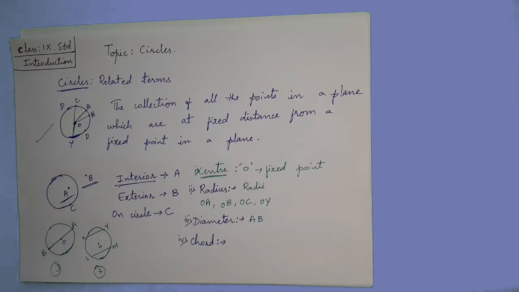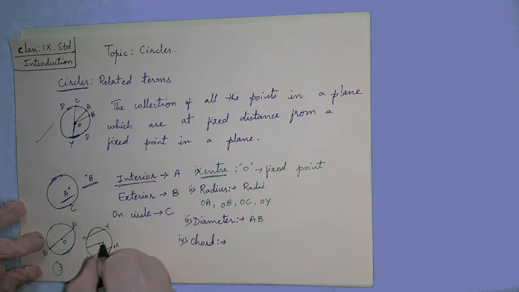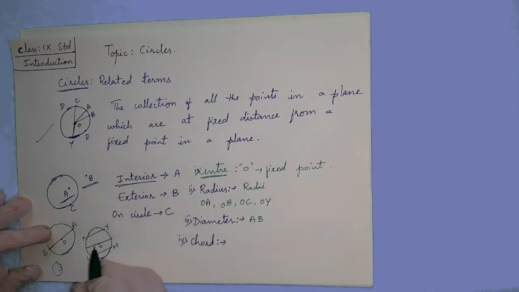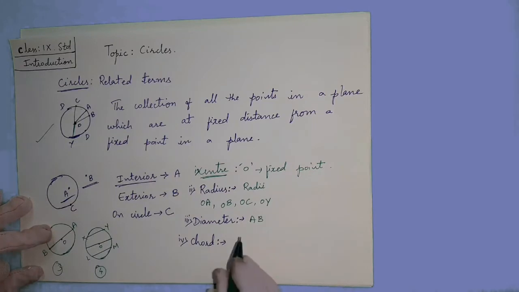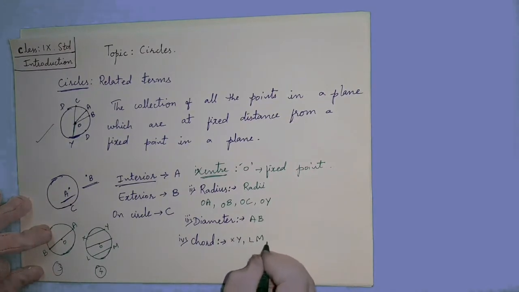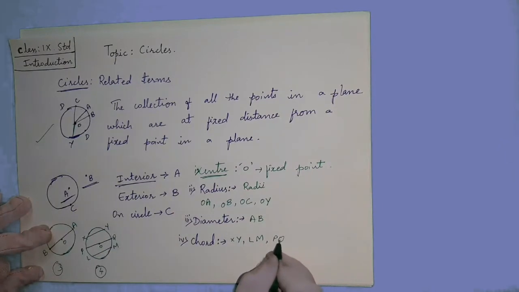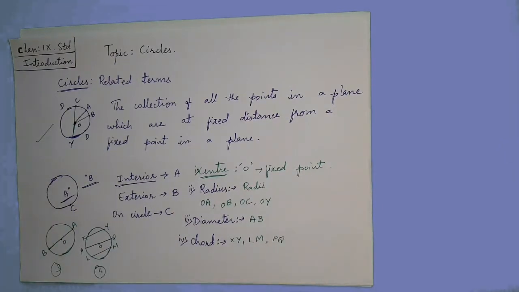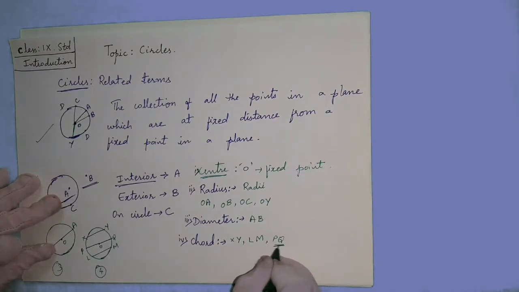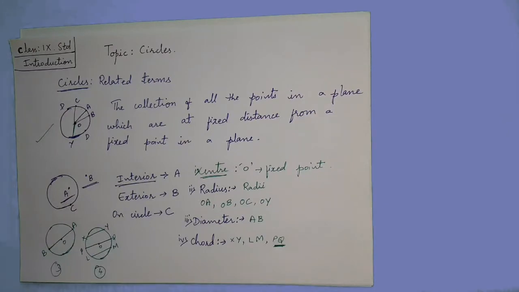And when we are saying about the chord, this diameter is the biggest chord of the circle. जो diameter होता है, that is your biggest chord. अब diameter के अलावा आप जितने भी chords draw करोगे, that will be smaller than the diameter. So here we can say chords are nothing but XY, LM, and if I am naming this here PQ. So this PQ is also a chord, as well as the diameter. So PQ is the diameter, and always the diameter will be the biggest chord of the circle.